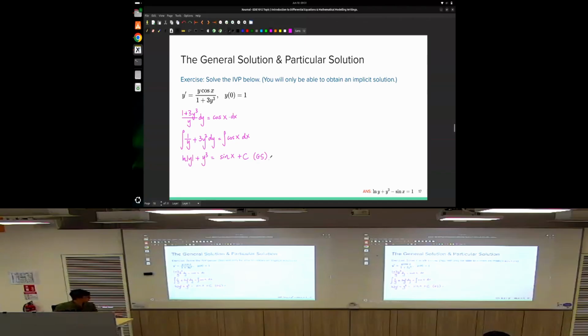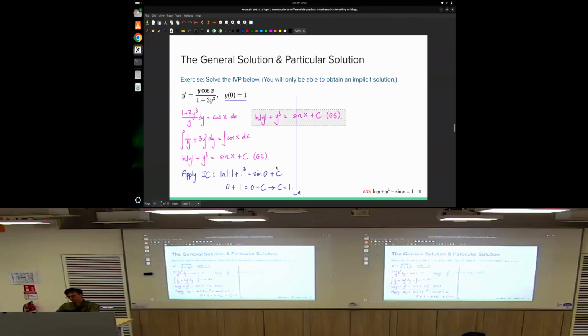Okay, because you can't do much already. The y and the y cubed, you cannot factorize or isolate y in this form. So therefore now, you have to substitute in the initial condition to get the C value. Notice that y must be 1. So you have ln 1 plus 1 cubed equals sine 0 plus C. But ln 1 is 0, 1 cubed is 1, sine 0 is 0, plus C. So this goes to show that C equals 1. That means your particular solution is when C equals 1.